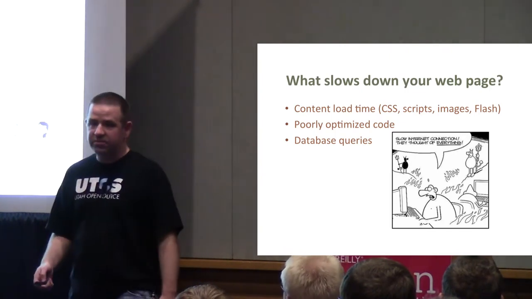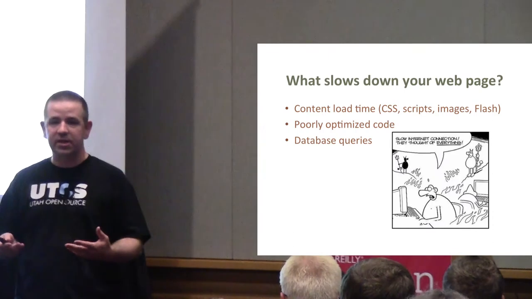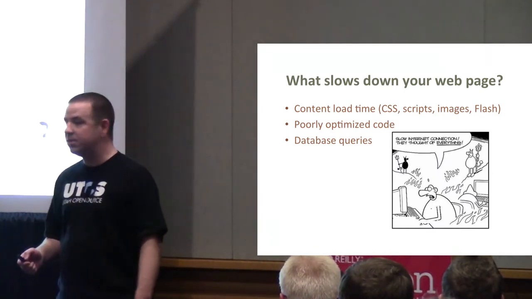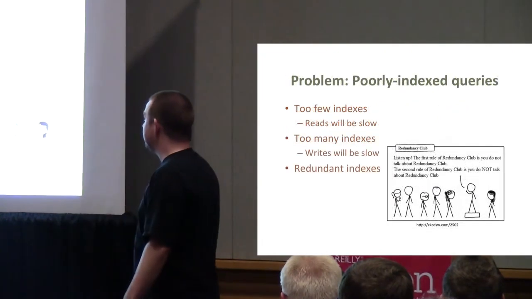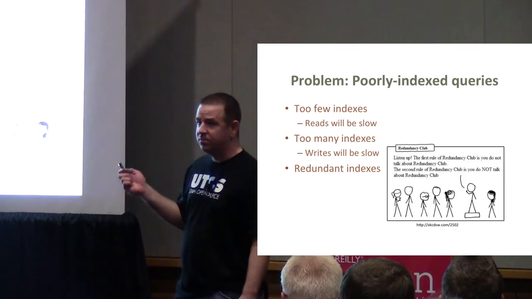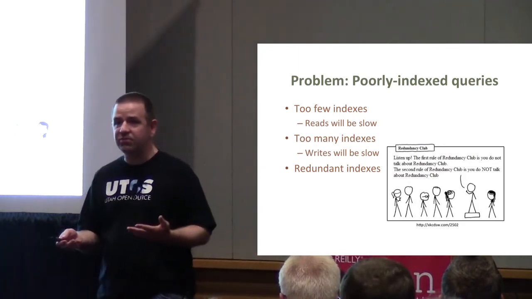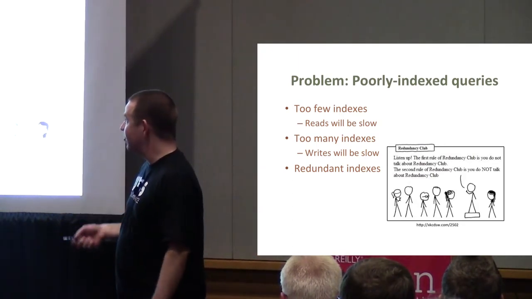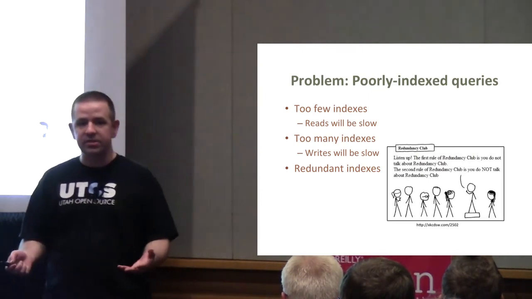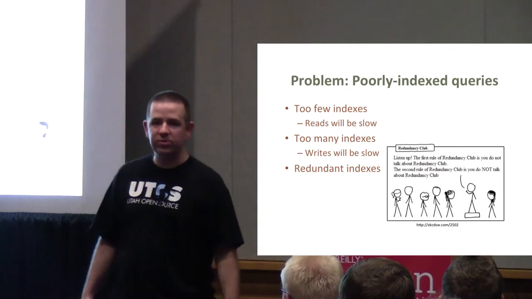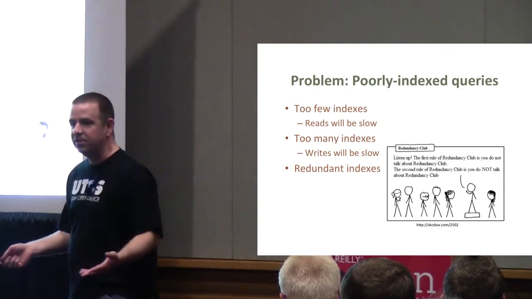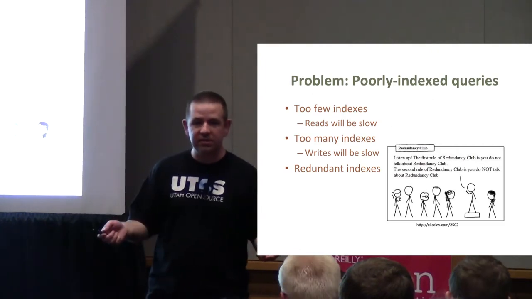So we're going to talk about some specific things that are going to cause scalability problems. First, we're going to talk about poorly indexed queries. There are different things you can have with poorly indexed queries. One, you can have too few indexes. If you don't have enough indexes, then your queries will run slow. Now, everybody knows that, though.